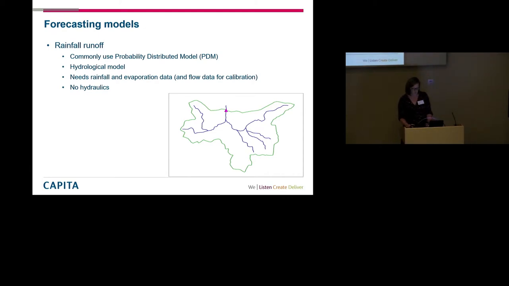So rainfall runoff, I've been very basic about this, but basically converts rainfall to flow. The commonly used model is a probability distributed model, or PDM, and it requires rainfall and evaporation data and has a number of parameters that you can calibrate to convert the rainfall to a representative amount of flow for your catchment. There aren't any specific hydraulics involved, so it tends to be used in headwaters and natural catchments and tends to be a lumped estimate to an outlet. And it also helps if you've got a gauging station at that outlet.